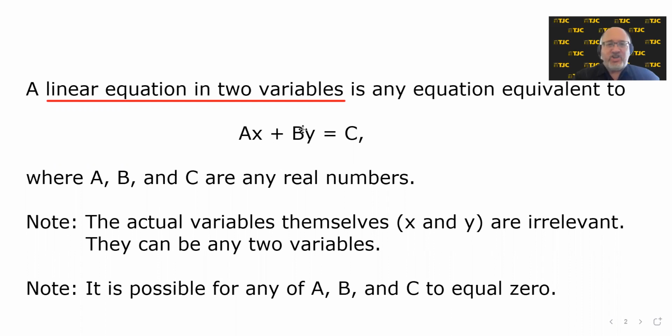But what makes an equation linear is there are no products of variables. So no x times y, no x times x, meaning no x squared, no powers in general. So you don't have any variables multiplied by each other, and there are no powers except the first power. That's what makes an equation linear.